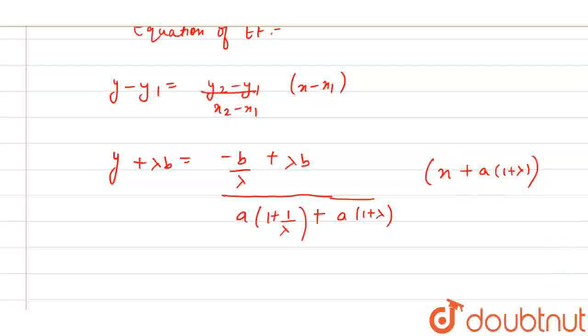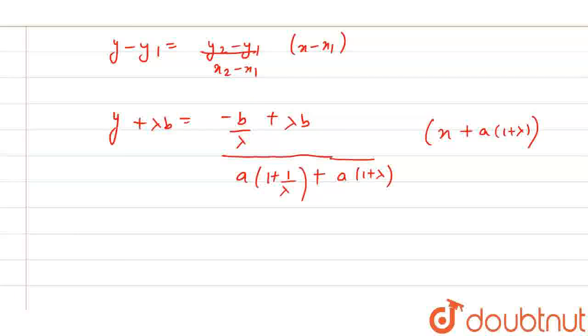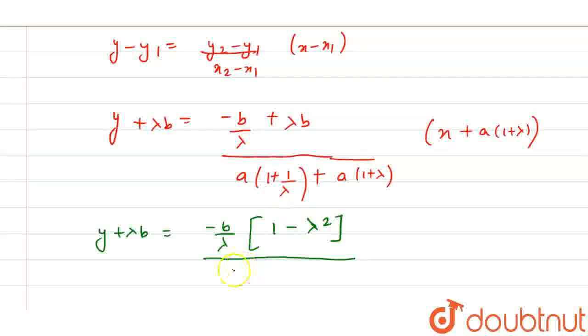We get this value. Now we can clearly say that from here it becomes y plus lambda b, and if we take minus b by lambda common, this value will become 1 minus lambda squared in the numerator. Similarly, if we take A times (1 plus lambda) divided by lambda common, we get 1 plus 1 by lambda, or we can say 1 plus lambda, because if we multiply this term with this, we are only left with A times (1 plus lambda).